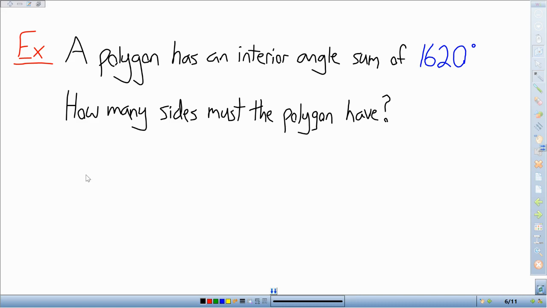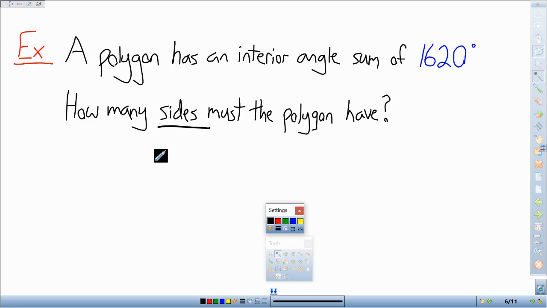Okay, so this is looking at this type of work from sort of the opposite direction. This is saying a polygon has an interior angle sum of 1,620 degrees. So it's telling us what the sum of the interior angles is, and it's asking how many sides must the polygon have? If all of the angles add up to this number, how many sides does that polygon have? That's the question.